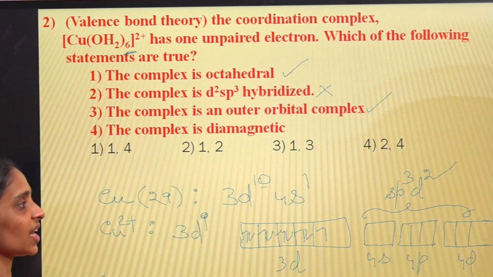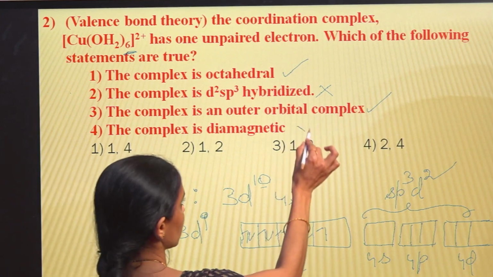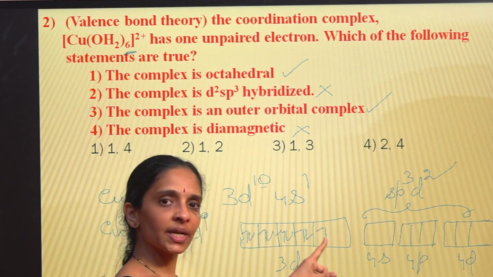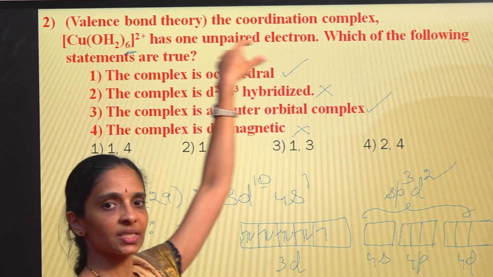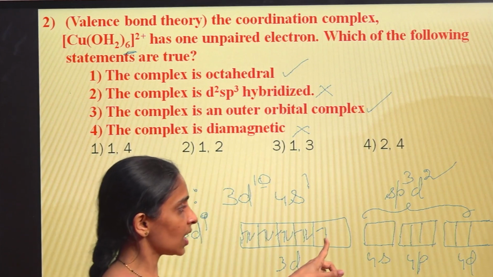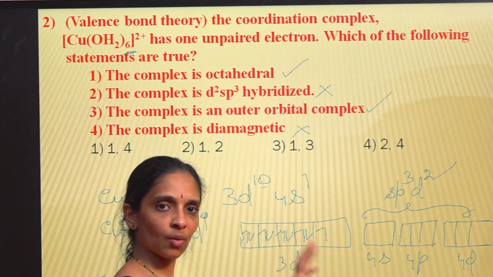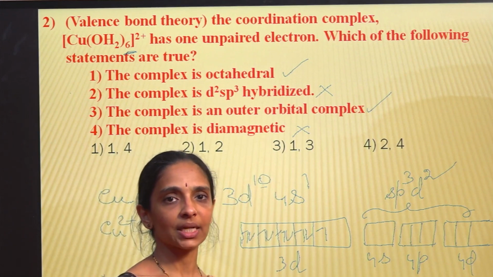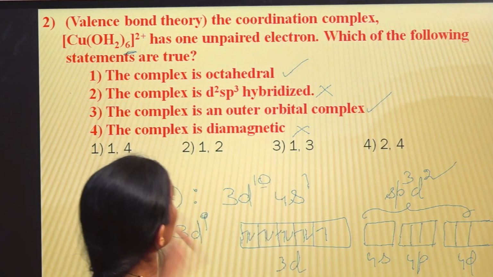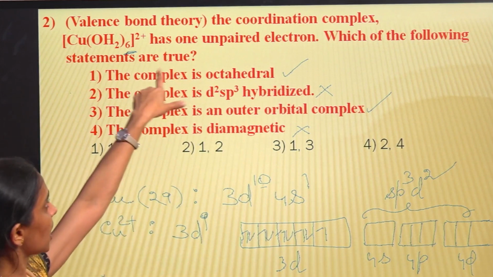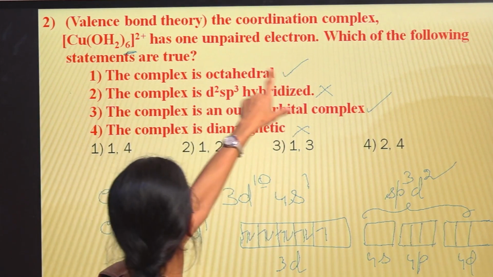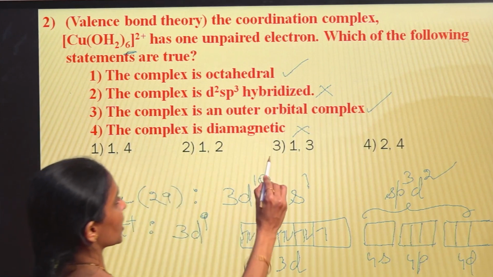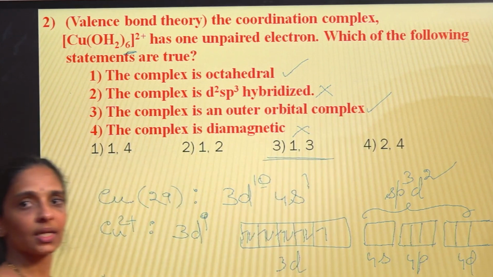The complex is diamagnetic. This is wrong. Why is it wrong? Because there is one unpaired electron. It is given in the question itself, is it not? There is one unpaired electron in the complex, so the complex cannot be diamagnetic. It should be paramagnetic. Okay, so the true statements are statement 1 and statement 3, is it not? Statement 1 and statement 3.